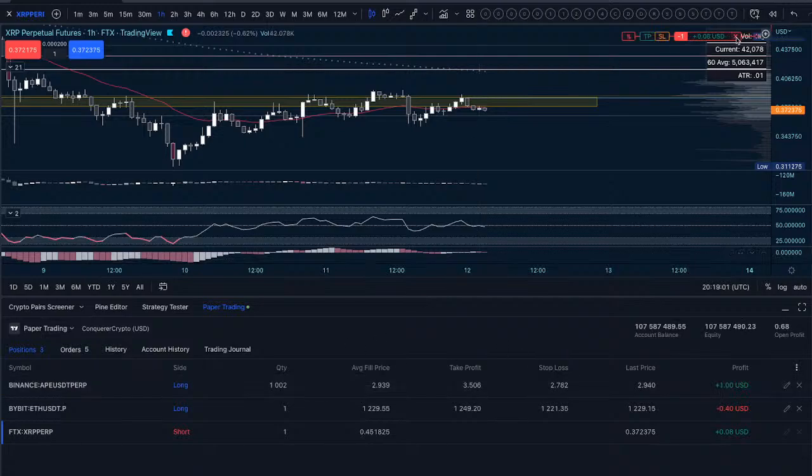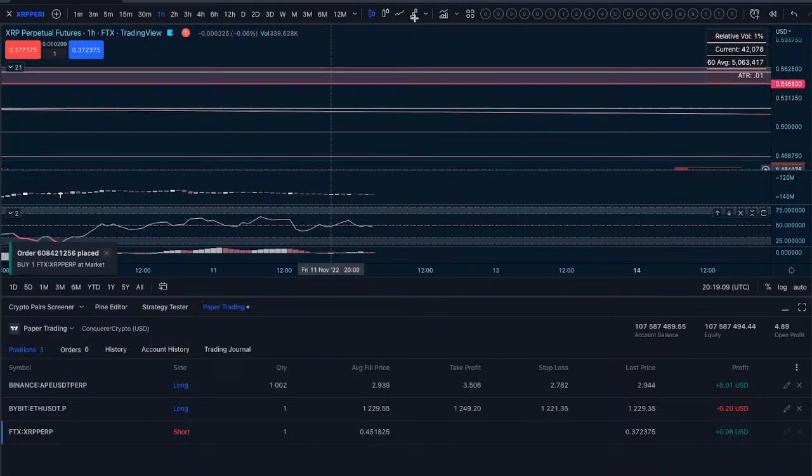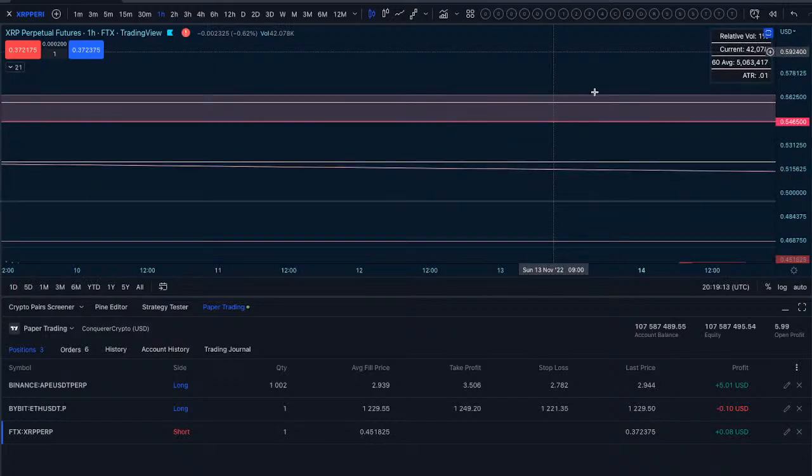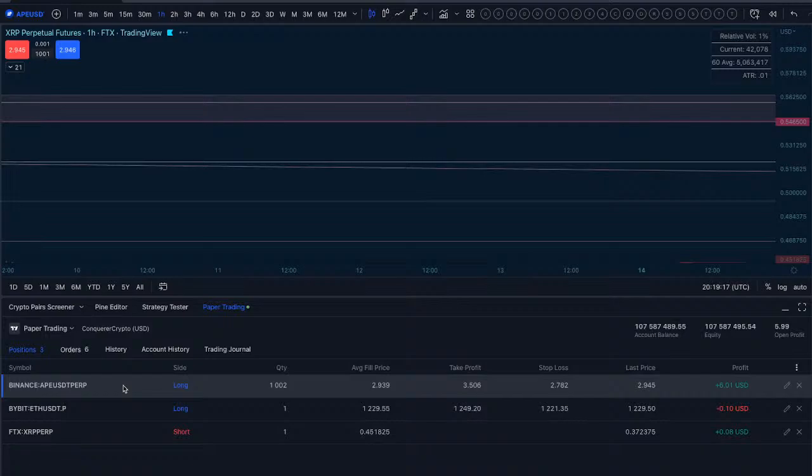So I cannot close this. That's why this cannot be closed, because this market doesn't work anymore. FTX is not working. We're stuck with that.